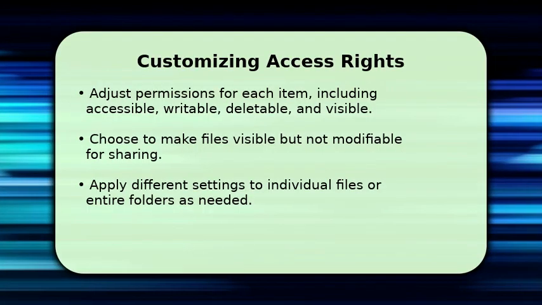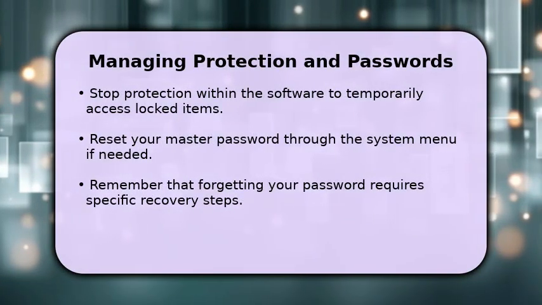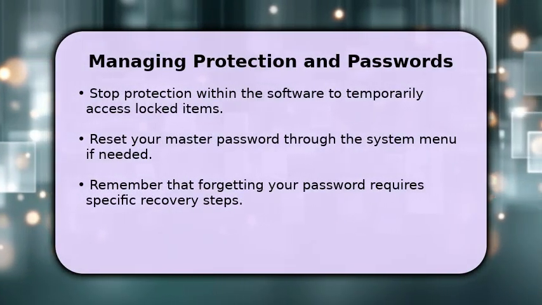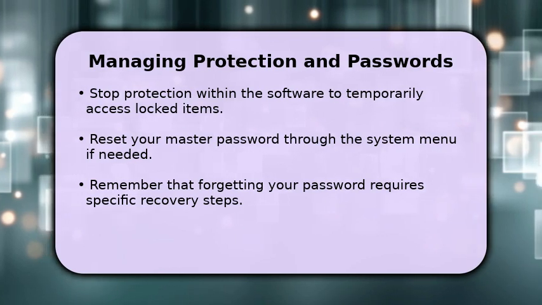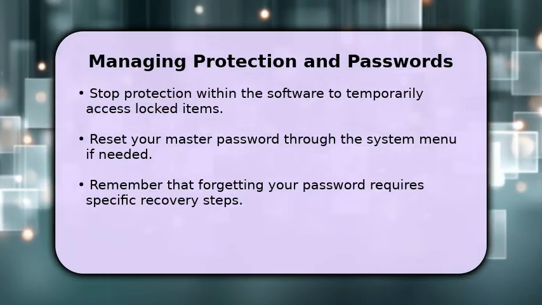You have full control to apply these distinct settings to individual files or entire folders, tailoring security to your exact needs. To access your protected files, simply open Easy File Locker, enter your master password, and click Stop Protection. This will make your items visible and accessible again.